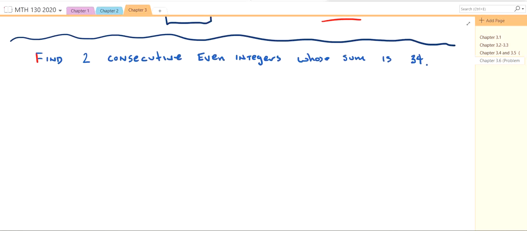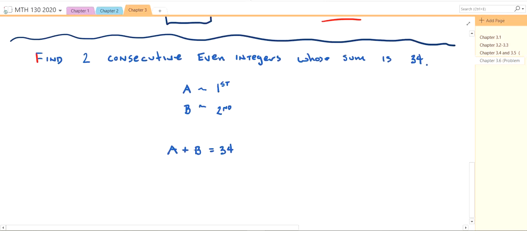Okay, here's the next problem. Let's find two consecutive even integers whose sum is 34. So what do we got here? We got two integers. Here's our first one, and here's our second one. So if we add these together, a plus b equals 34. You might want to pause this video, see if you can solve these, come up with a solution for these yourself. But if you didn't, here's what I would do then.